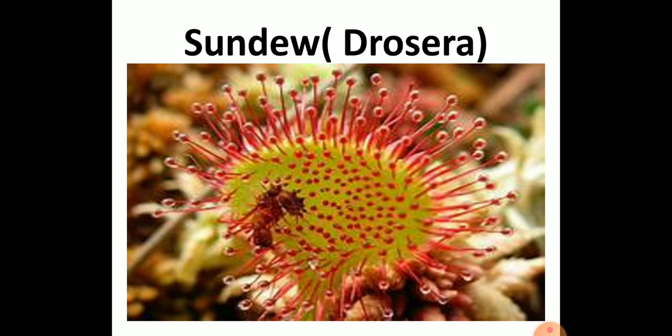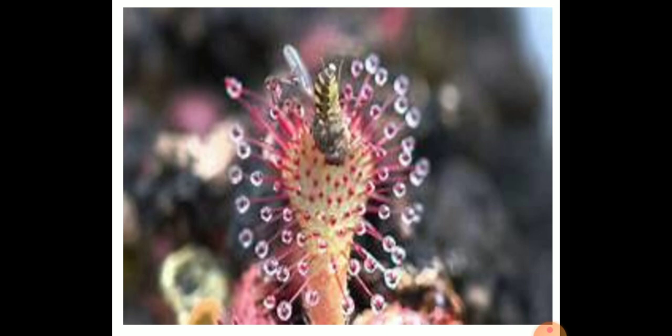Drosera or sundew is another interesting example of an insectivorous plant. The leaf blade bears about 150 to 200 tentacles. The tentacles are sensitive glandular hairs and they grow vertically. The tentacles bear glands at their tip. These glands secrete a substance that contains digestive juice.